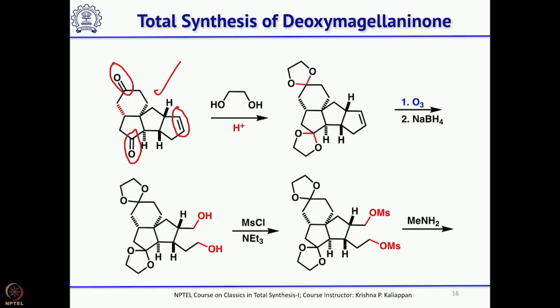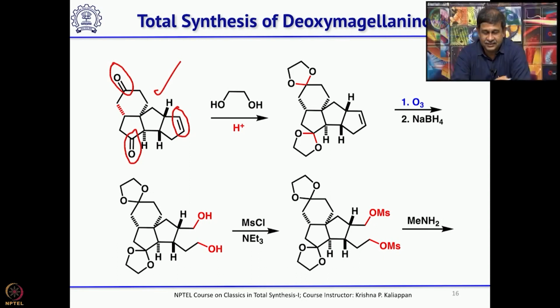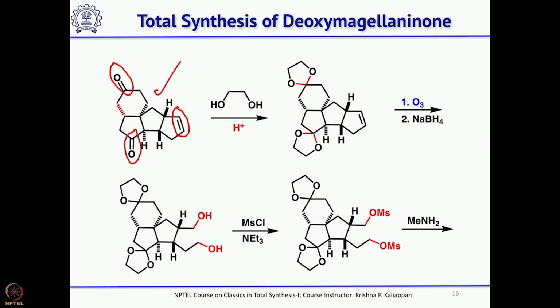Okay. Having got that, next this 5-membered ring should be converted into the 6-membered ring with a heteroatom, that is, the heteroatom is nitrogen. And in order to do that, you need ozonolysis, or you need to dihydroxylate and then cleave with sodium periodate. Before that, one has to protect these 2 carbonyl groups. So, that was the first step, protect those 2 ketones as ketol.